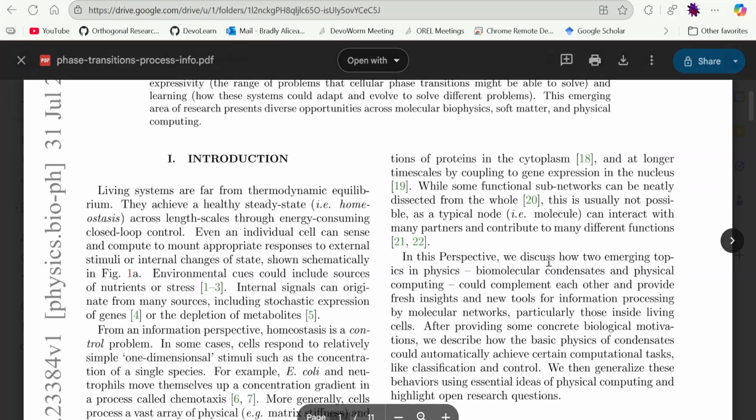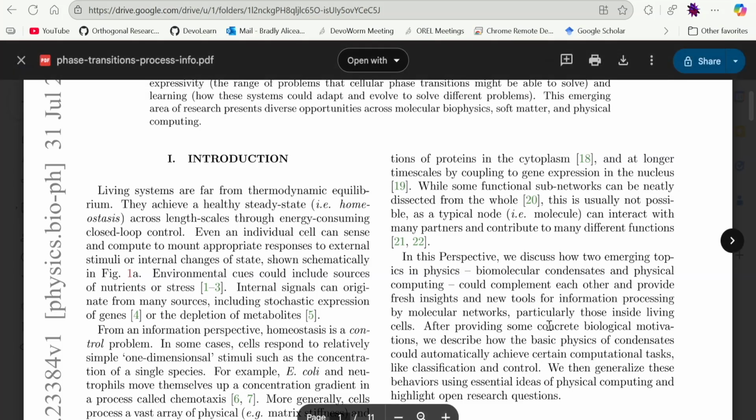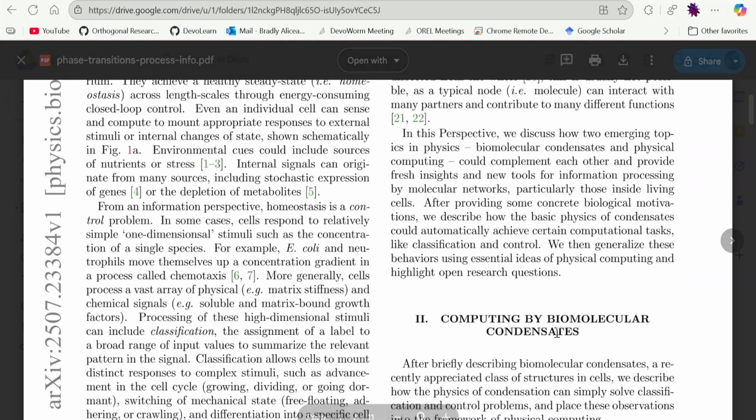In this perspective, we discuss how two emerging topics in physics, biomolecular condensates and physical computing, could complement each other and provide fresh insights and new tools for information processing in biomolecular networks, particularly those inside of cells.